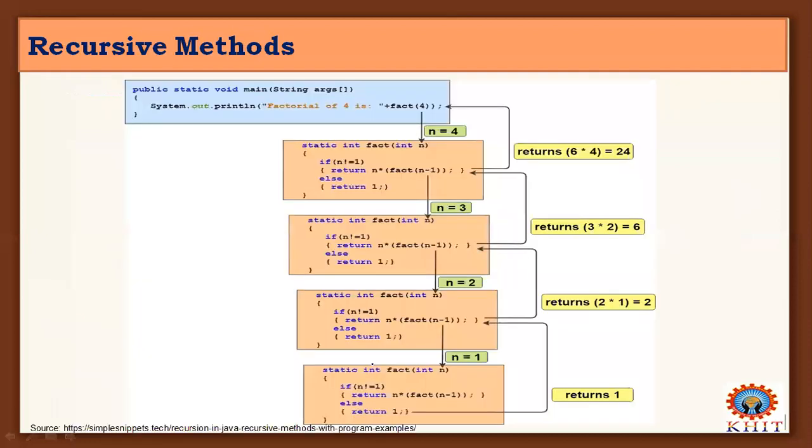Coming to the example tracing program, we have given fact of 4 as the example. This is another type of factorial logic: if n is not equal to 1 it does this, otherwise it does that. This is another type of logic for finding the factorial of a given number. When we pass the value 4, that 4 is copied into the parameter n of this fact method, and it takes n into fact of n minus 1. Now the n value is 4, n minus 1 is nothing but 3.